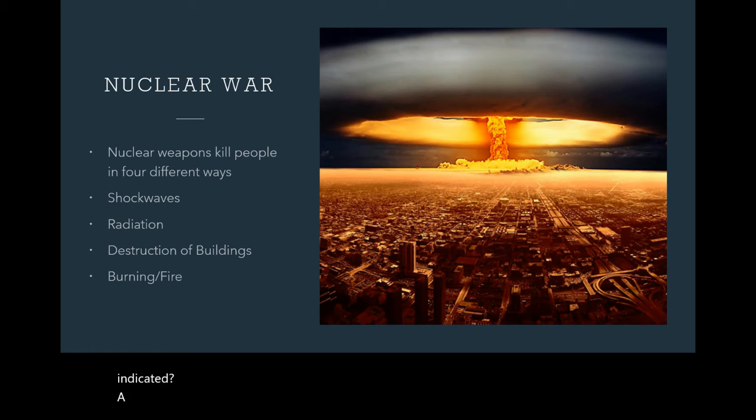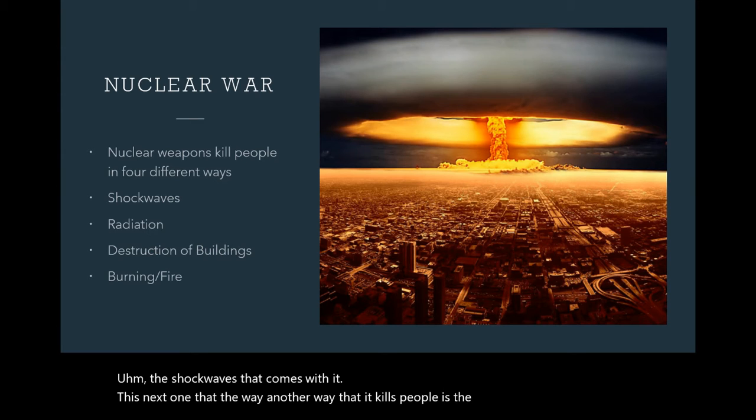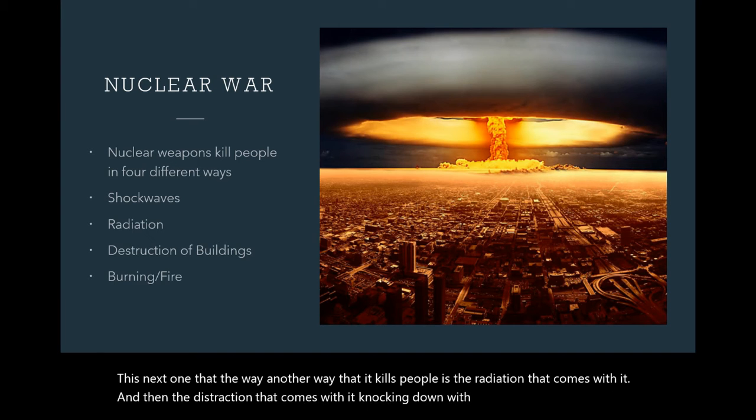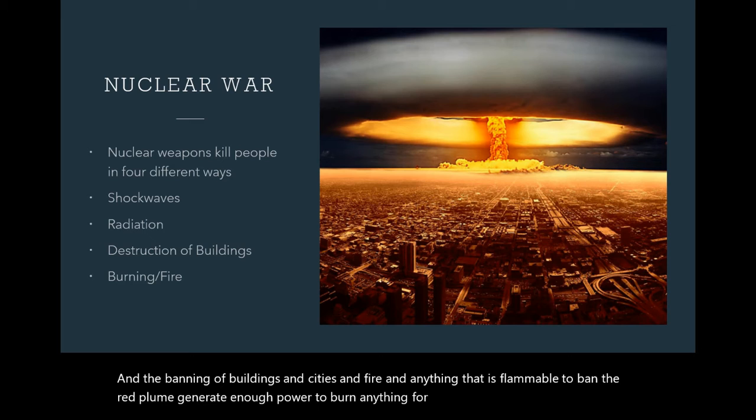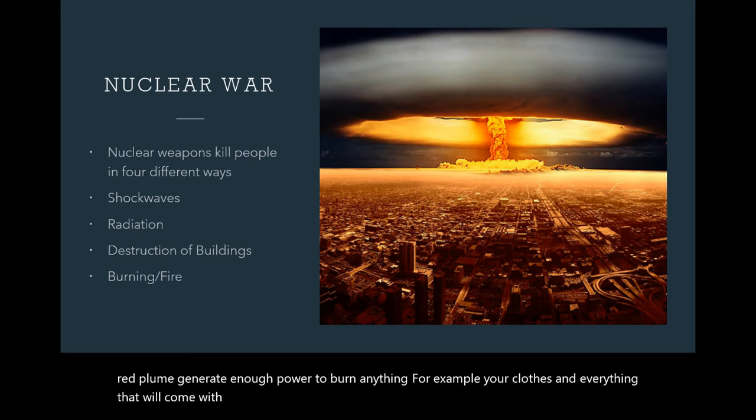Nuclear weapons kill people through the shock waves that come with them. Another way it kills people is the radiation that comes with it, and then the destruction that comes with it, the knocking down of buildings, and then the burning of buildings and cities, and fire and anything that is flammable. The red plume generates enough power to burn anything, for example, your clothes and everything that comes with it. This is what makes the death toll of the atomic bomb very, very fatal.